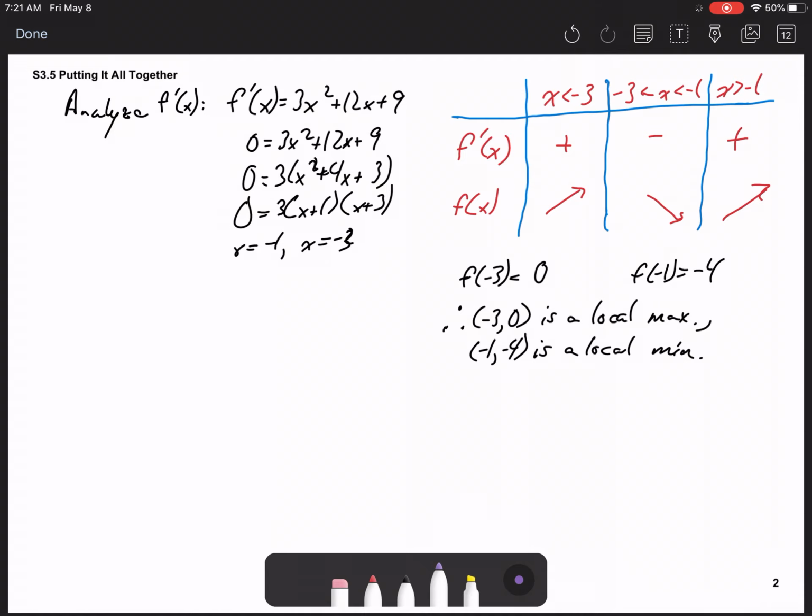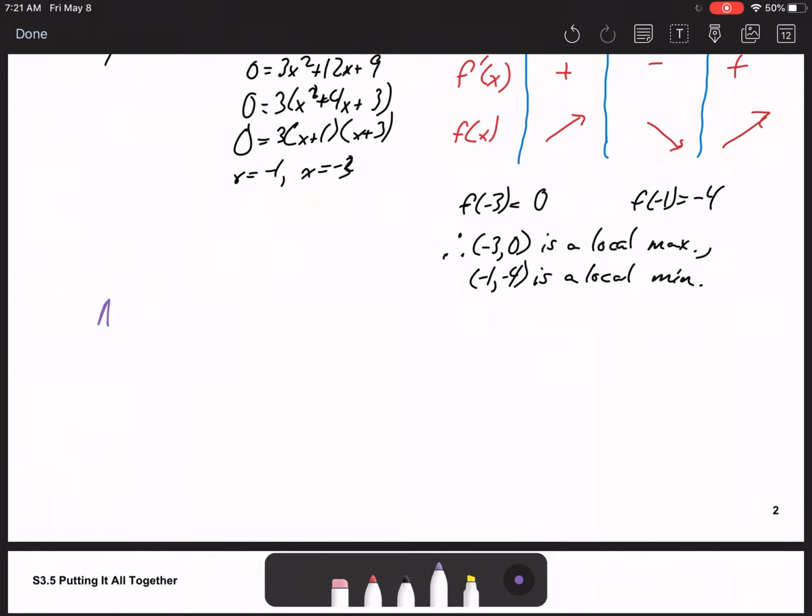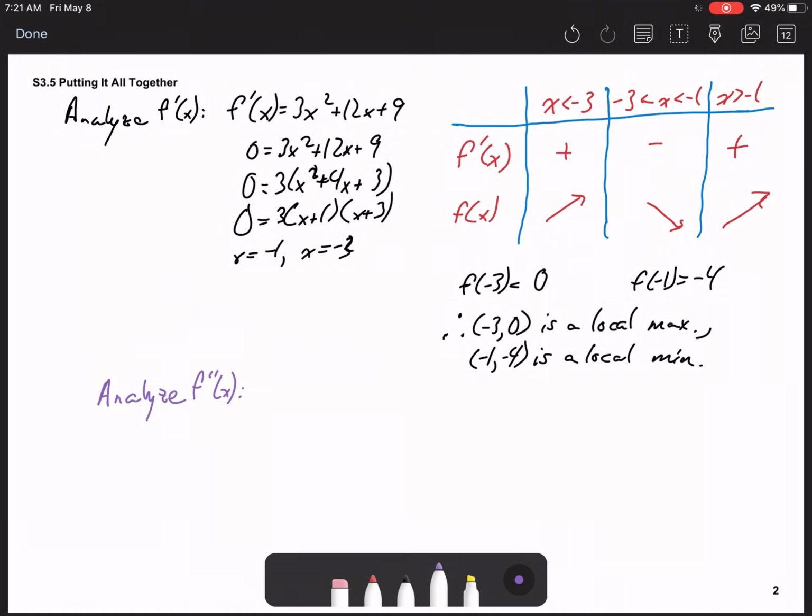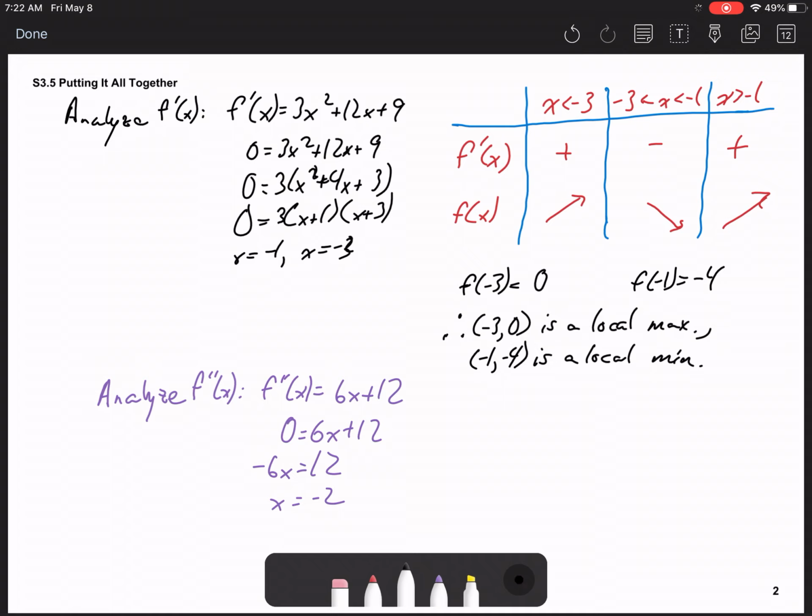Okay, so now we're going to analyze f double prime of x. I also know where my function is increasing and decreasing, so I'll remember that. The second derivative for this function gives me 6x plus 12. When does that equal 0? Well, that's going to be easy to figure out. At -2. Okay, so let's create an interval chart again.